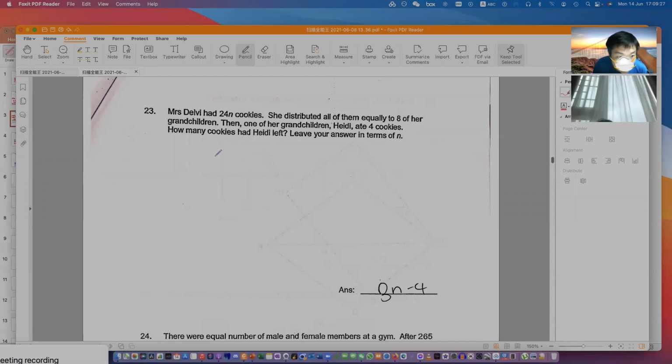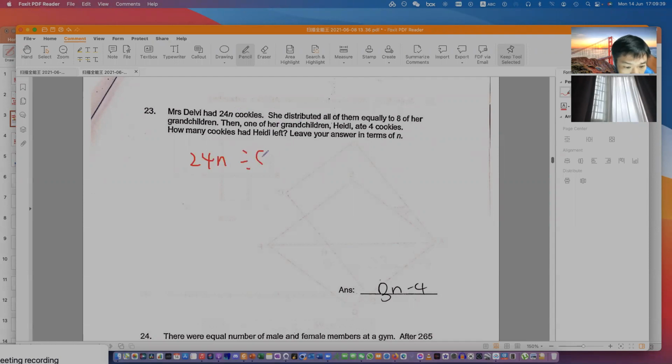Okay, let's look at this question 23 together. It says Mrs. Devil had 24N cookies. She distributed all of them equally to 8 of her grandchildren. So 24N to 8 of them, each will get 3N, right? And then one of her grandchildren, Heidi, ate 4 cookies. So how many cookies had Heidi left?